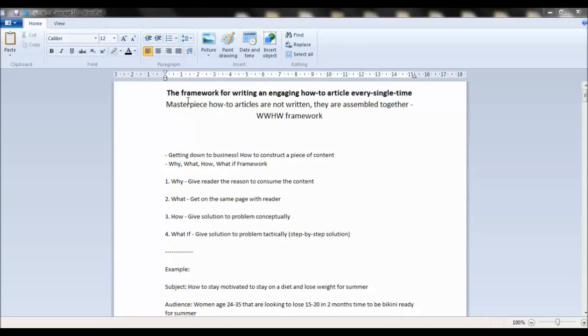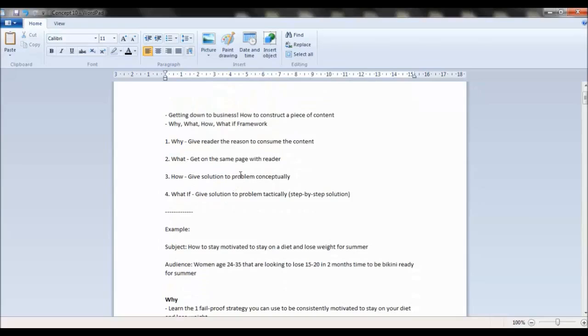Let me explain. So first, we're going to get started with the why component, and what that means is you want to give the reader the reason for consuming your content. Now you want to give them a very, very compelling reason. So once you can do this, you can actually hook them in and get them interested. Number 2, you want to get on the same page with your reader.